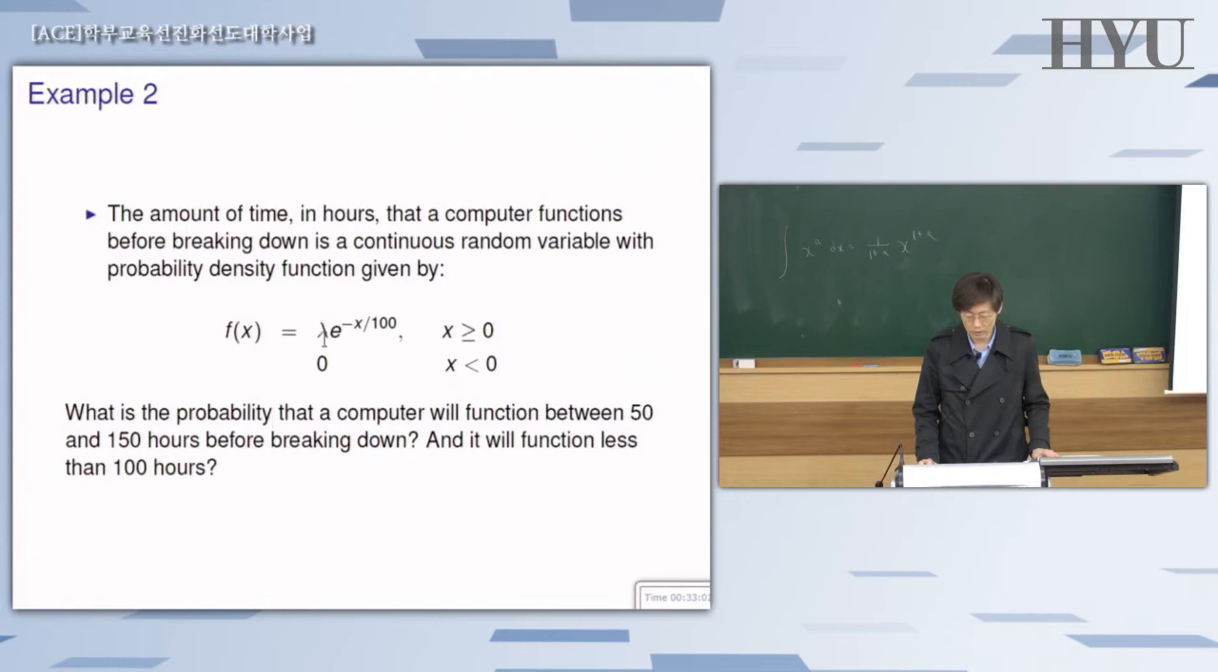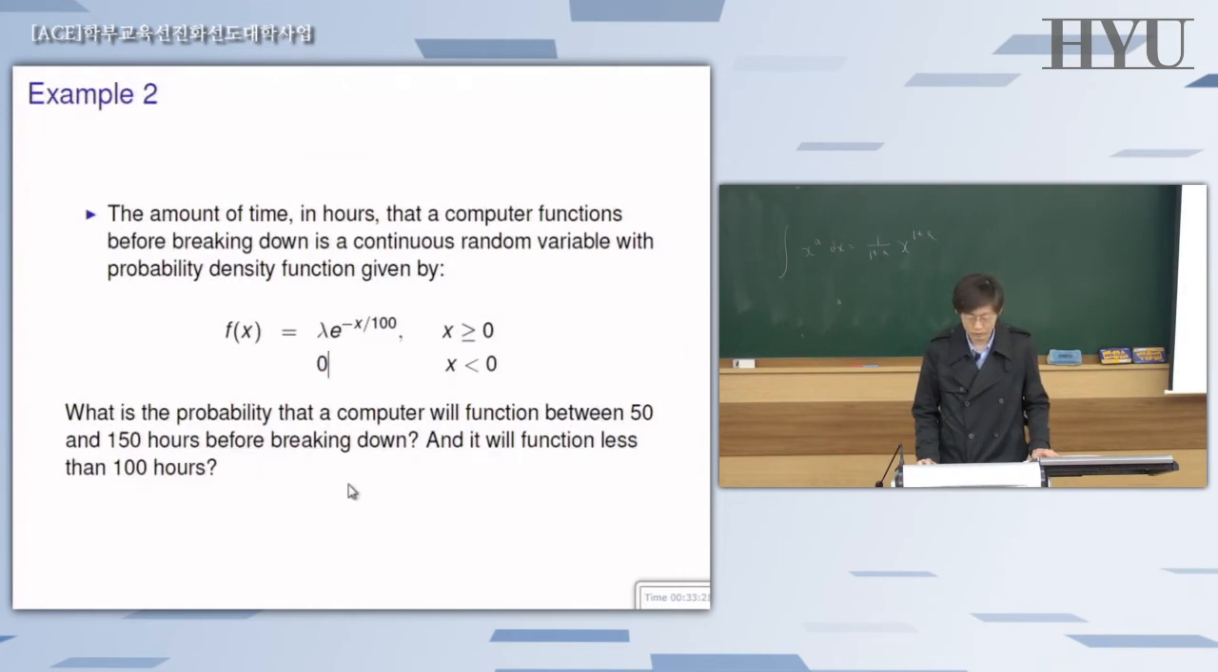Some unknown constant lambda, and there's an exponential function, the same type of exponential function that we introduced last time. The exponent of negative x over 100, since it's a lifetime, it has to be always non-negative. And of course, the opposite case, when the lifetime is negative, never happens. Probability 0.